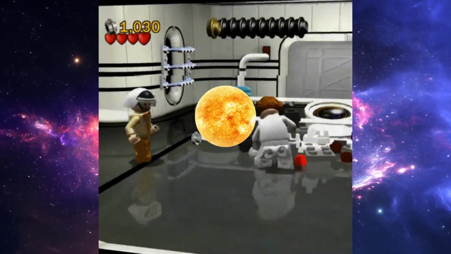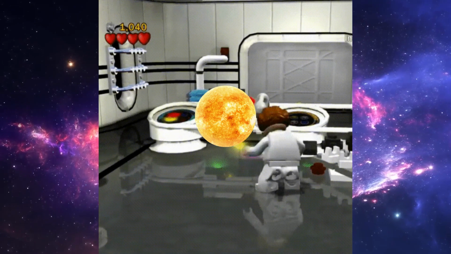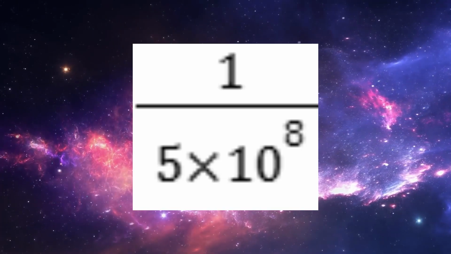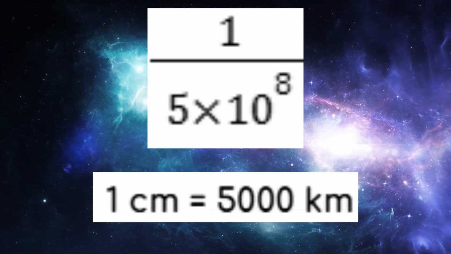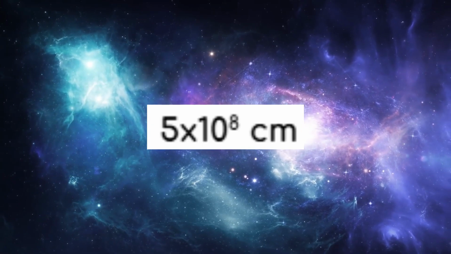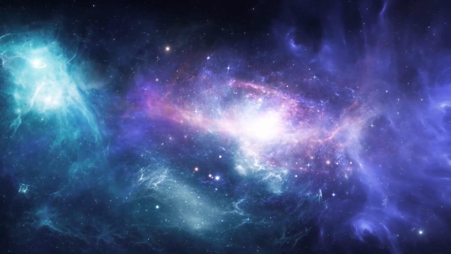First, you will record a planet. It could be a drawing or a model, but it must have the right diameter. So to accurately shrink down the system, we will use the scale 1 to 500 million, which means that 1 centimeter on the model is 5,000 kilometers in reality, or to simplify our calculations, 5 times 10 to the 8th power centimeters. For example, we will use the Sun.